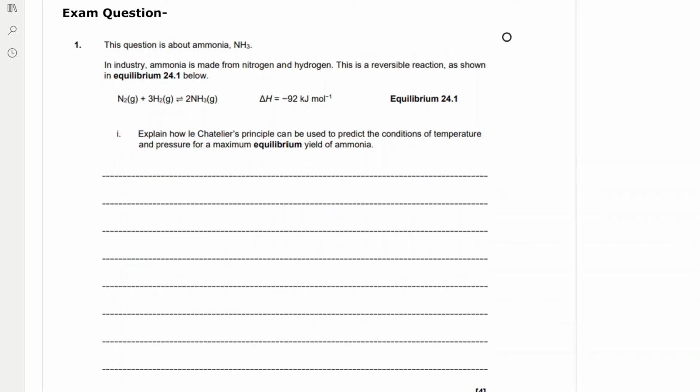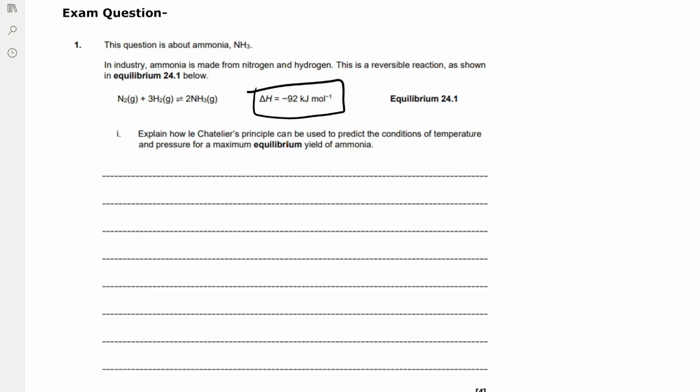So we've got an exam question. This question is about ammonia. In industry, ammonia is made from nitrogen and hydrogen. This is a reversible reaction as shown in equilibrium 24.1. So we've got nitrogen reacting with 3 hydrogen to form 2 ammonia. And you'll notice the enthalpy change is exothermic. It's minus 92 kilojoules per mole. Explain how Le Chatelier's principle can be used to predict the conditions of temperature and pressure for a maximum equilibrium yield of ammonia. So let's deal with temperature first.